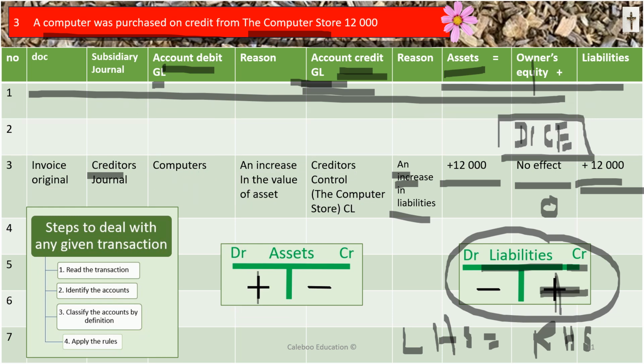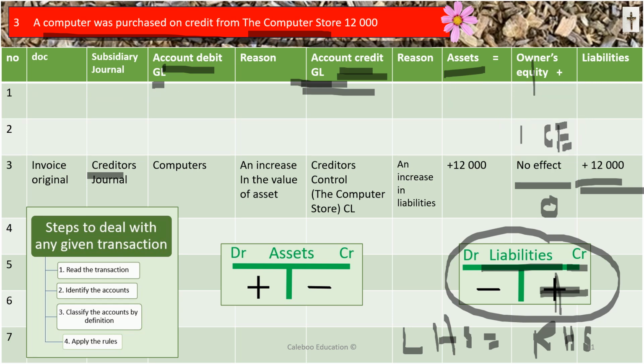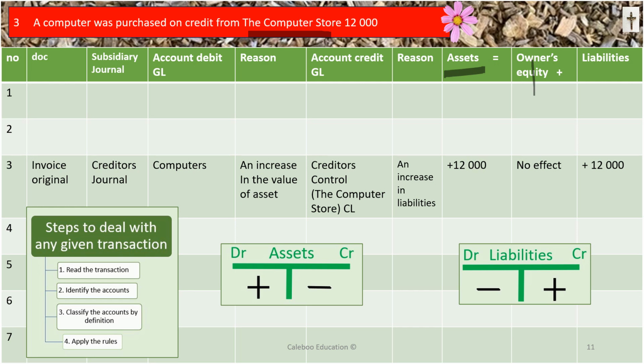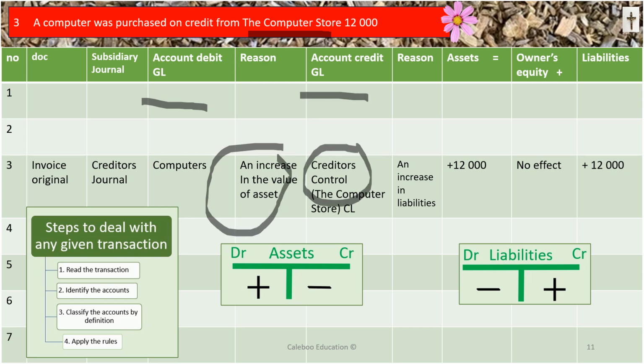This here is practice. You take lots and lots of transactions and you record in this table the effect of the transaction. Which account is debited? Which account is credited? Which journal is used? What document was used? Why did you go and debit computers? Reason. Why did you go and credit creditors control? Reason. And what is the effect on the accounting equation? Practice. Practice.